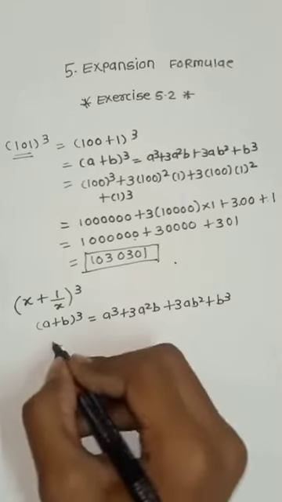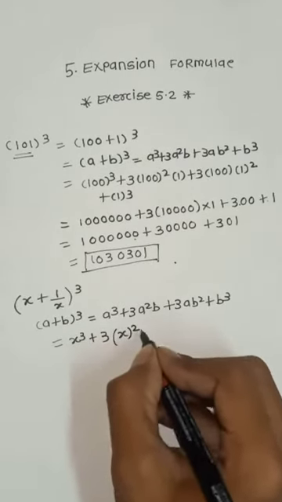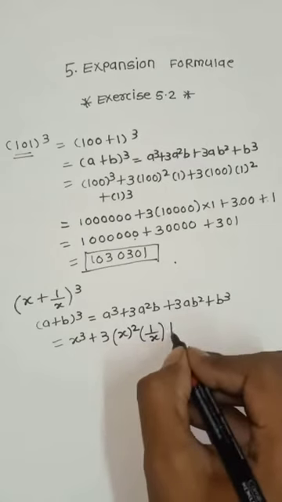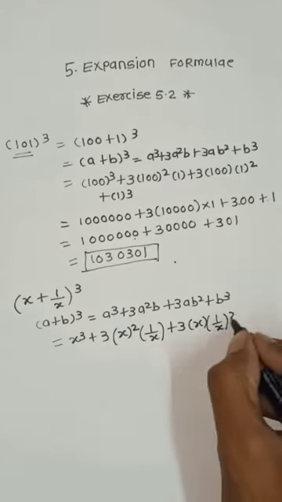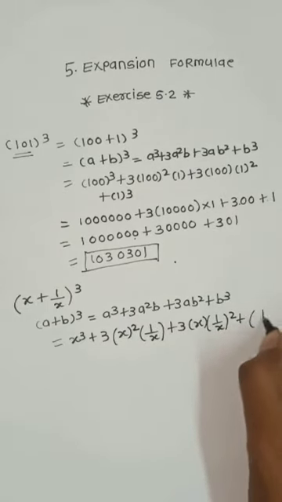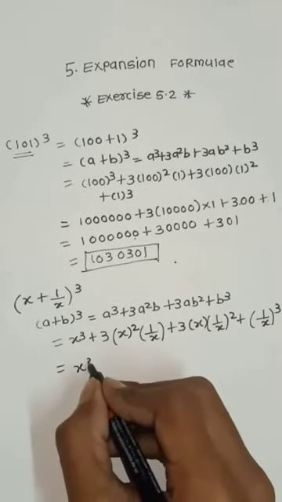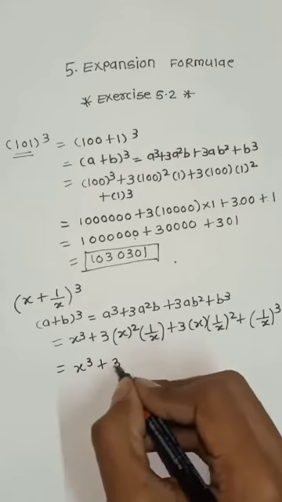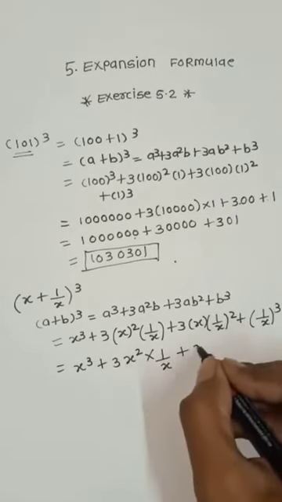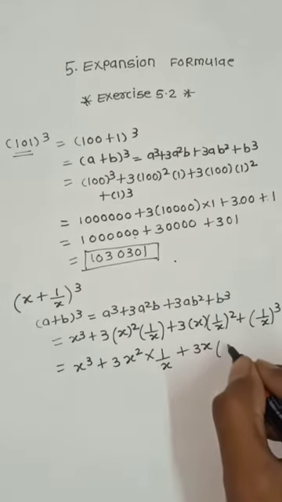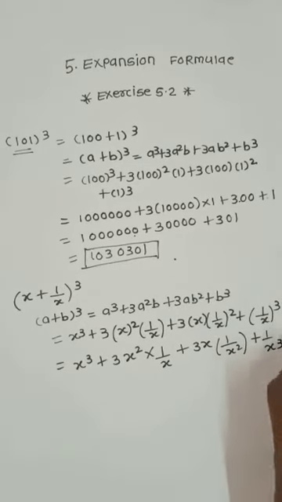Now a cube is x cube, plus 3a square, that is x square, and b is 1 by x, plus 3 into a, that is x, b square is 1 by x square, plus b cube, that is (1 by x) the whole cube. Now x cube is x cube, 3x square into 1 by x, plus 3x as it is, 1 square is 1 and x square is x square, plus 1 by x cube is 1 by x cube.